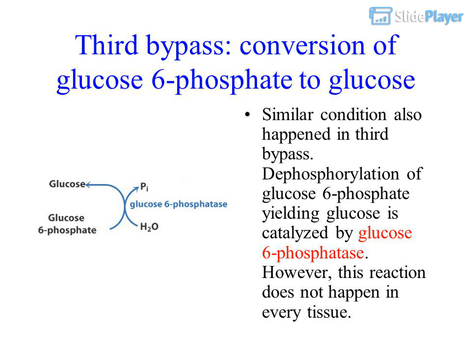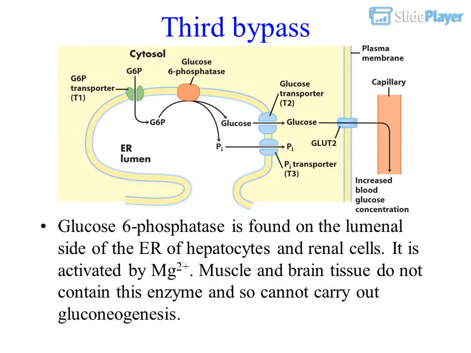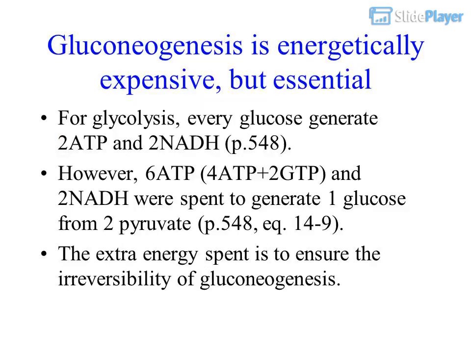Third bypass, conversion of glucose 6-phosphate to glucose. Similar conditions also happen in the third bypass. Dephosphorylation of glucose 6-phosphate yielding glucose is catalyzed by glucose 6-phosphatase. However, this reaction does not happen in every tissue. Glucose 6-phosphatase is found on the luminal side of the ER of hepatocytes and renal cells. It is activated by Mg2+. Muscle and brain tissue do not contain this enzyme and so cannot carry out gluconeogenesis.